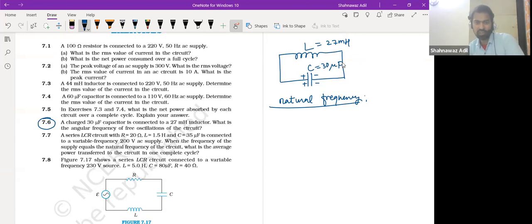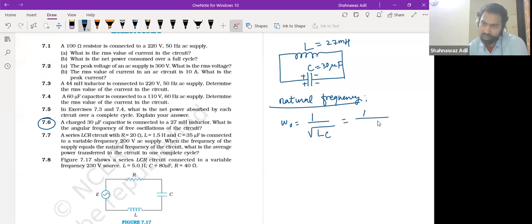Oh, so you have already written the answer. 1.11 into 10 to the power 3 radian per second, right? Okay, so yeah, we know that omega naught is 1 by root LC, right?